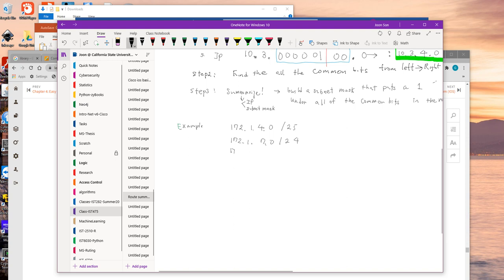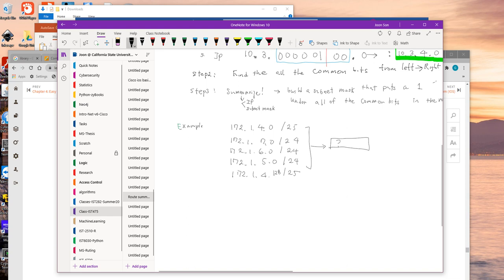And then 172.1.6.0 slash 24, and then 172.1.5.0 slash 24, and then 172.1.4.128 slash 25. Okay, so this is given. And then I want to find the summary route, summarize these IP addresses, and then the subnet mask. So what is it?